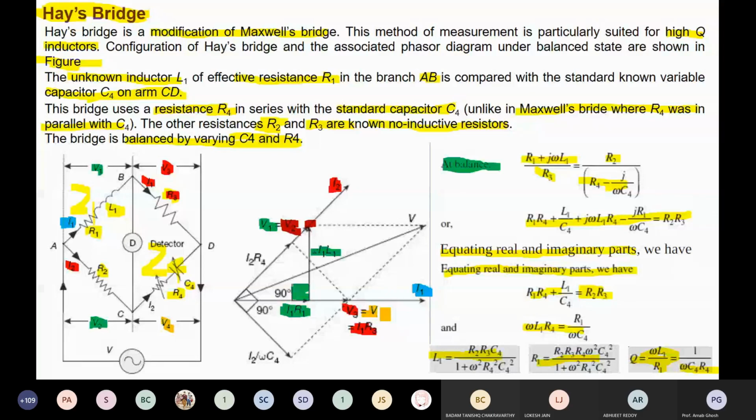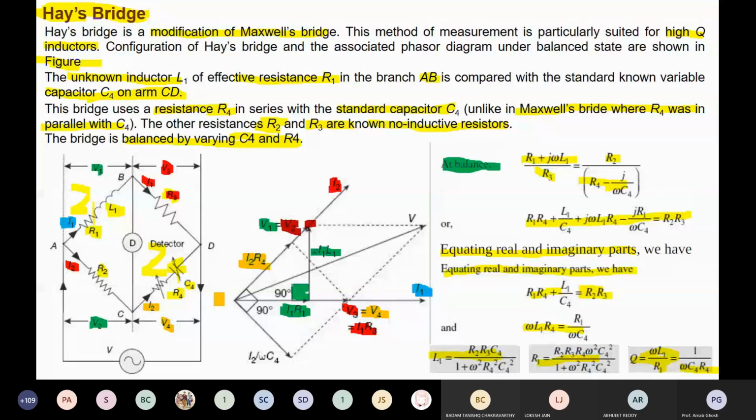So what is the potential drop? V4 equals what? V4 equals I2 into R4 plus, then plus what? Then there will be I2 into 1 by J omega C4. 1 by J omega C4. So it is coming like that.